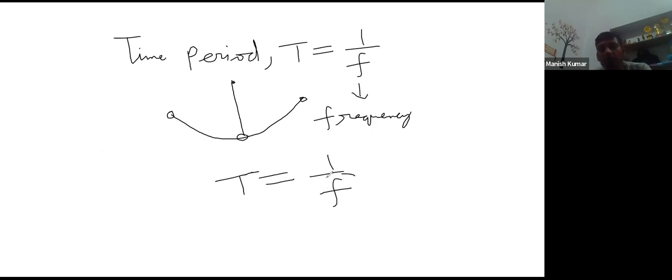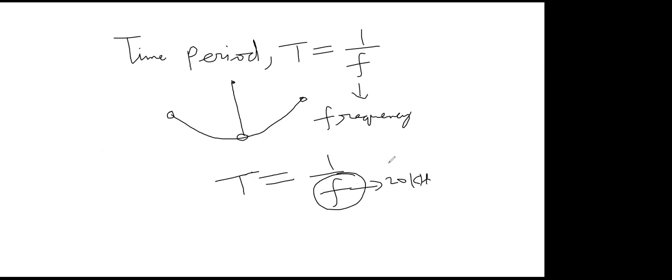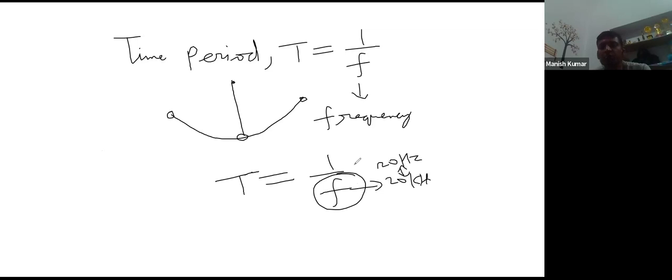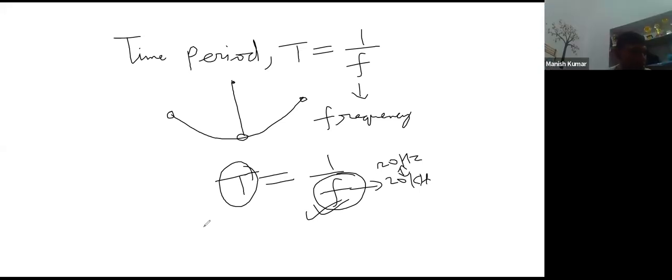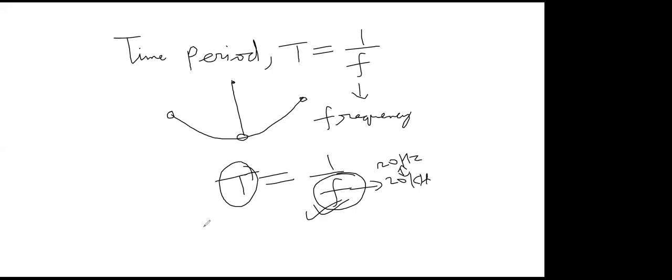Now, the frequency range is 20 hertz to 20 kilohertz. So whenever you are given a certain frequency, you can find the time period by this formula. There are calculations also, and examples may be given in your book. Please check that. Okay.